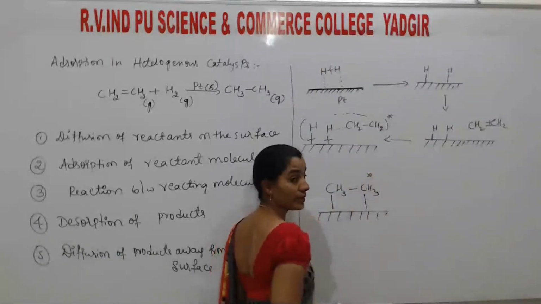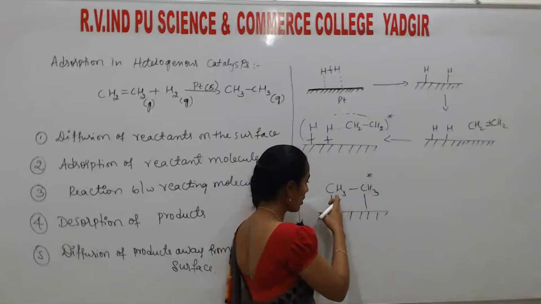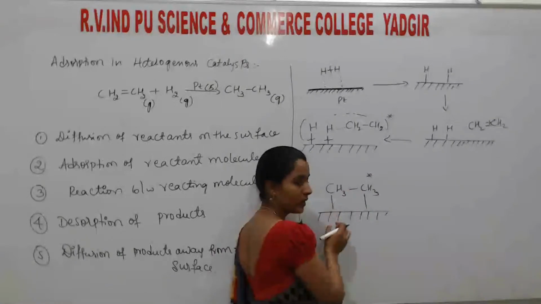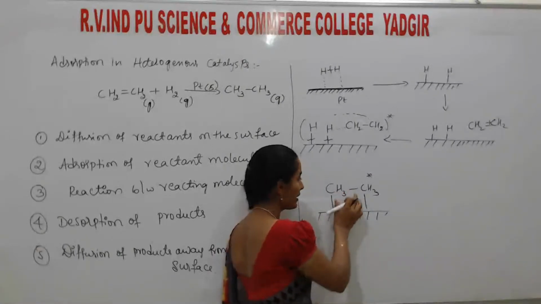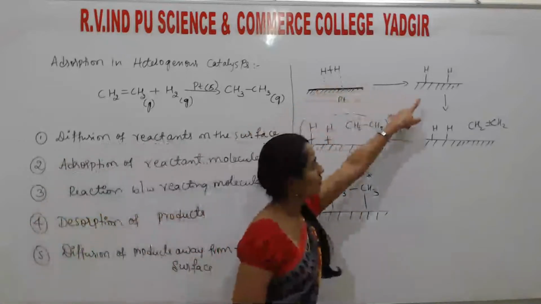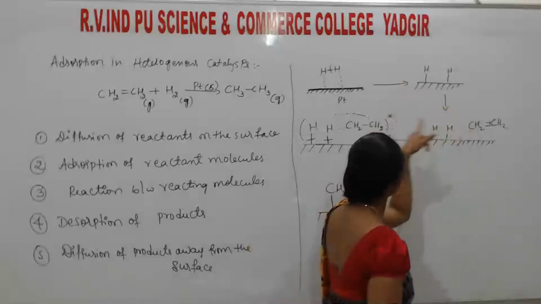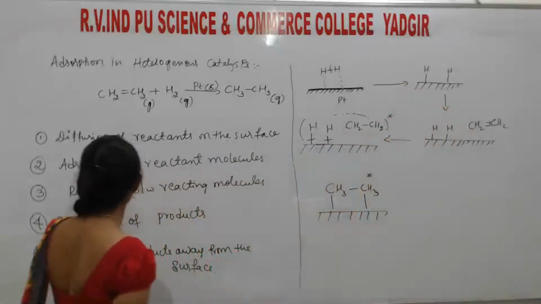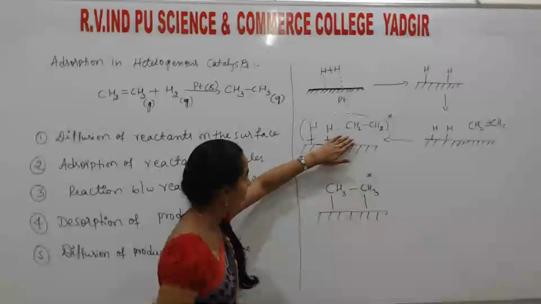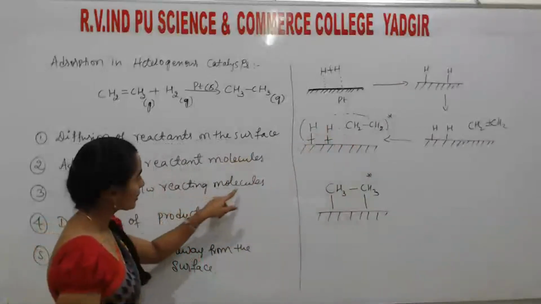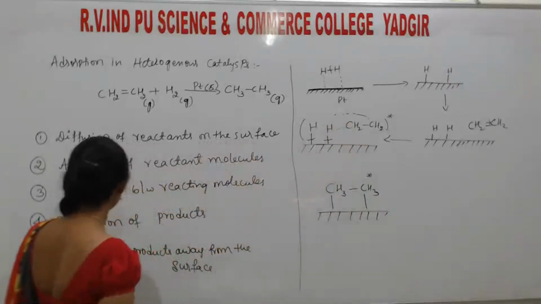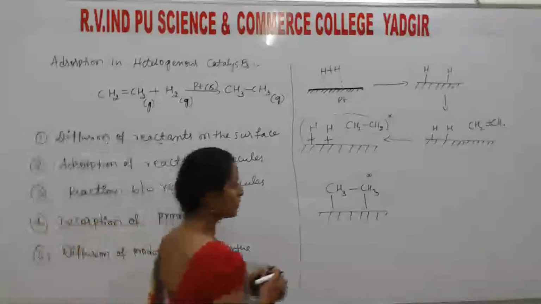It is in an unstable form because carbon has the capacity to form 4 bonds, but here there are 5 bonds: 1, 2, 3, 4, 5. So there is a force of attraction between this catalyst and this. Listen, first one is diffusion of reactants on the surface. H2 is diffused, CH2 is diffused. Next, adsorption takes place, exactly on the surface, like this. Next, reaction between the reacting molecules takes place here. Next, desorption of products. Desorption means release.